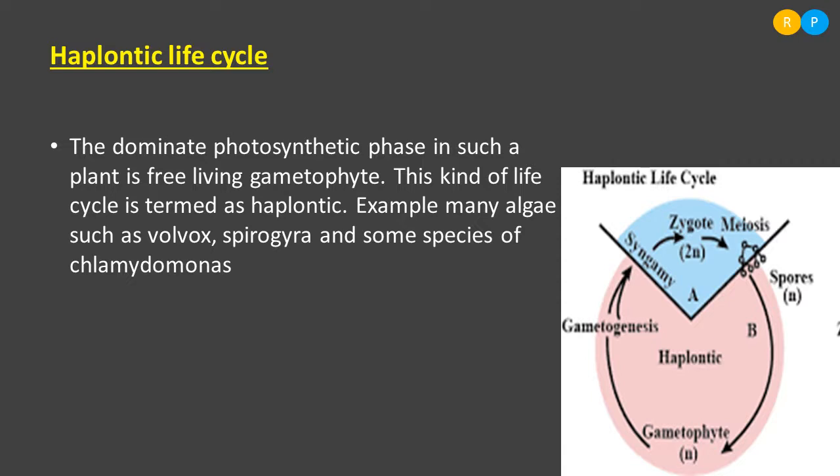As I told you, when the gametophytic phase is dominant and it is the photosynthetic phase of the plant, that is called the haplontic life cycle. The best example is algae. Here we can give the example of Volvox, Spirogyra and some species of Chlamydomonas. In these organisms like algae, the main plantlet is itself a gametophytic plant. And the gametophytic plant is free living and it is photosynthetic in nature. That means it does not depend on any other for survival. It has pigments to prepare its own food material.